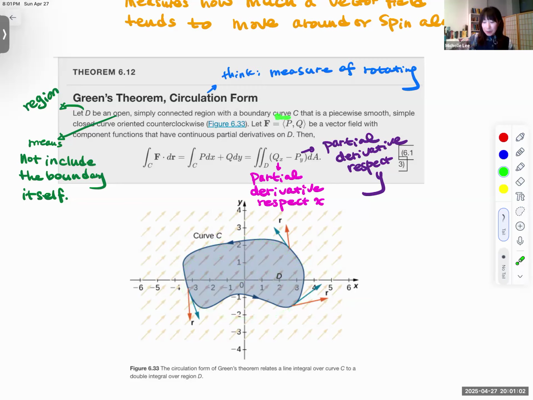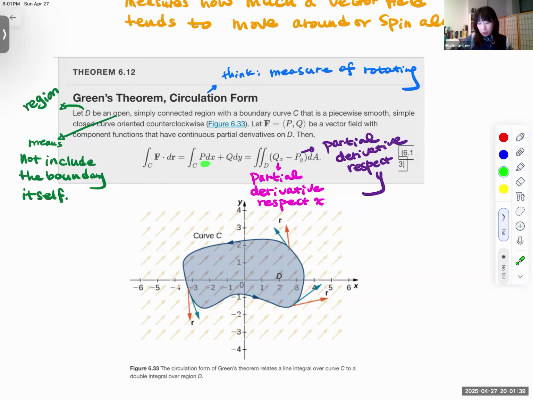Now we have a curve C. It's a piecewise smooth, simple closed curve, oriented counterclockwise, going this way. Then we have a vector field. We learned this line integral last time. Then we have the formula.